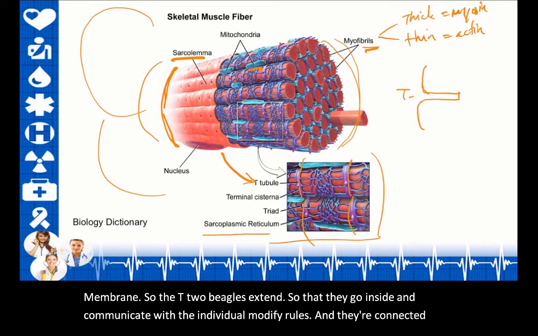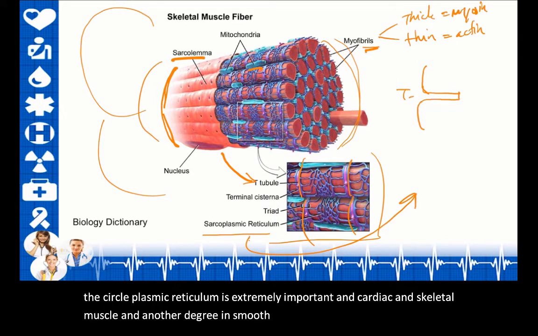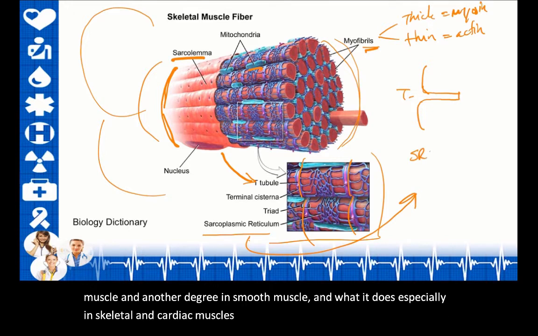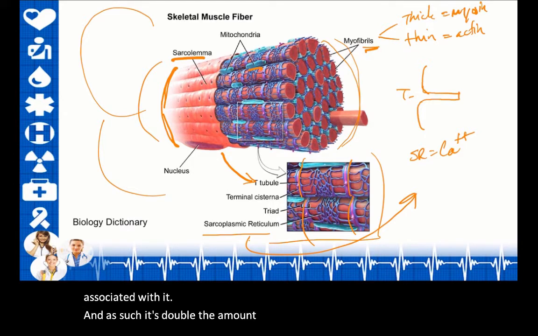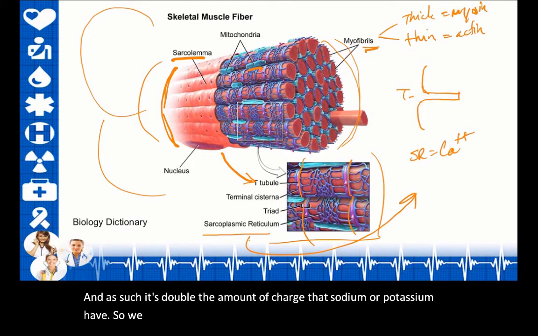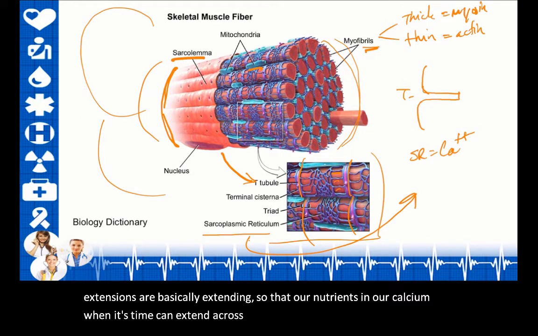to the sarcoplasmic reticulum. The sarcoplasmic reticulum is extremely important in cardiac and skeletal muscle, and to another degree in smooth muscle. And what it does, especially in skeletal and cardiac muscle, is it's a calcium storage location. Remember, calcium as an ion has two positive charges, and as such, it's double the amount of charge that sodium or potassium have. So we have internal storage of calcium all around, and these little extensions extend so that our nutrients and our calcium, when it's time, can extend across the entire fiber and activate it.